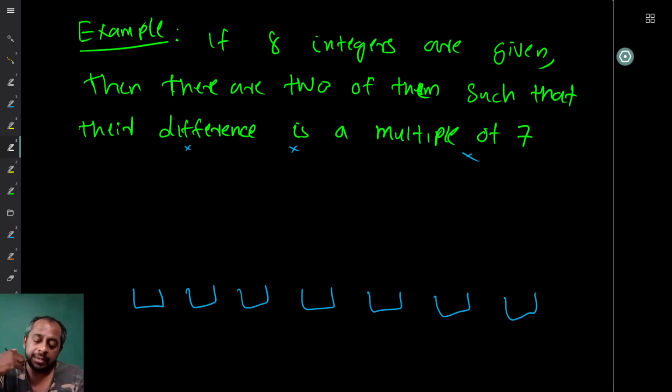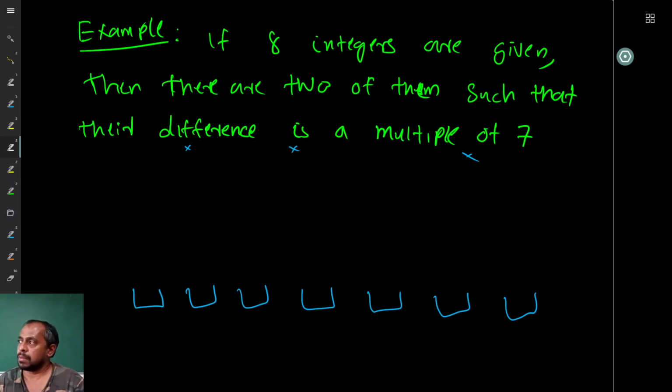Suppose you have 8 integers, and you are asked to show that out of these 8 integers that are given to you, there are 2 among them whose difference is divisible by 7. No matter which integers are given to you, you have to show that two among them are such that their difference is a multiple of 7.